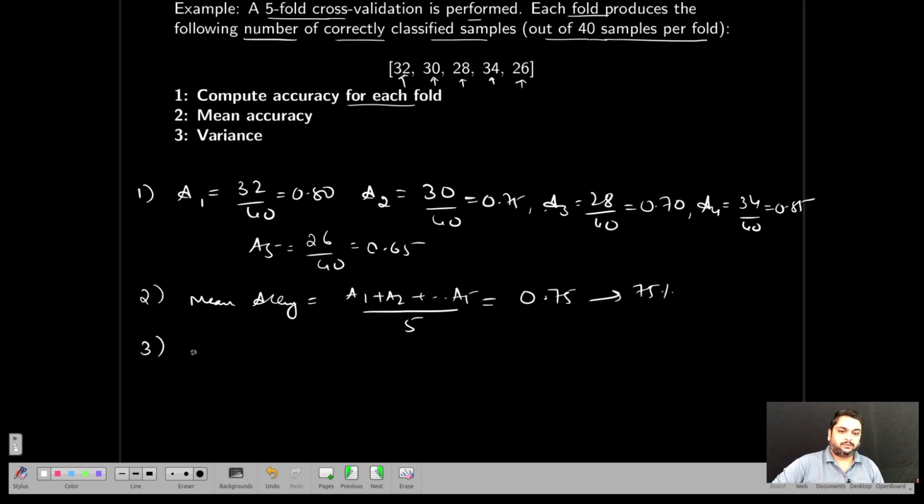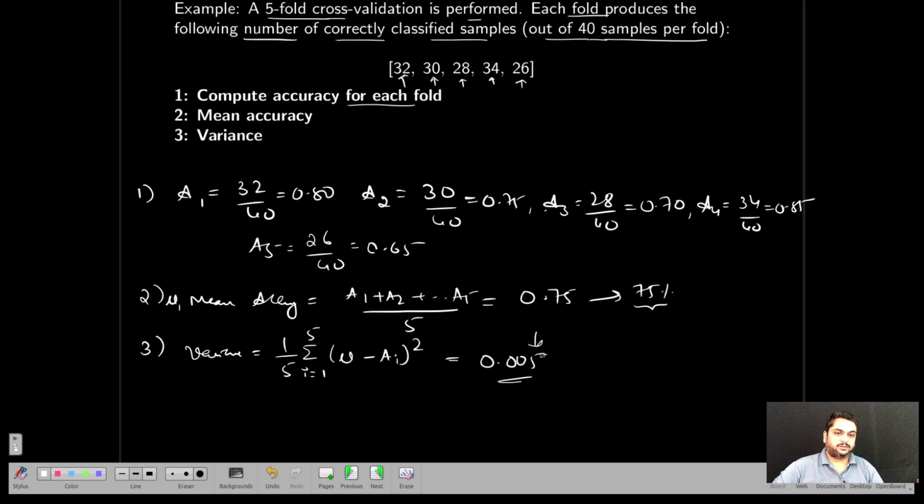Next, third, variance. Variance, we already know, is 1 by n, that is 5, into summation of i equal to 1 to 5, since 5 points are there, of the difference between the mean and each data point. Let's say the mean accuracy is mu. So mu minus each data point Ai, squared. If we calculate this, we'll get my variance as 0.005. So it has a mean accuracy of 0.75 or 75% with a variance of 0.005.